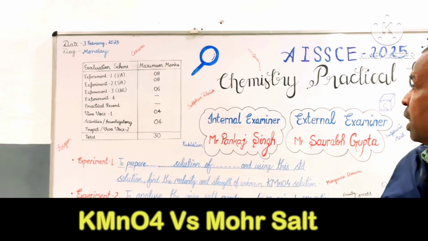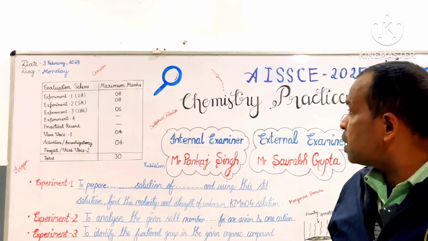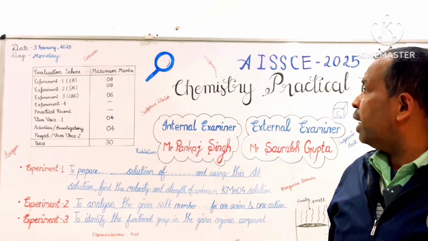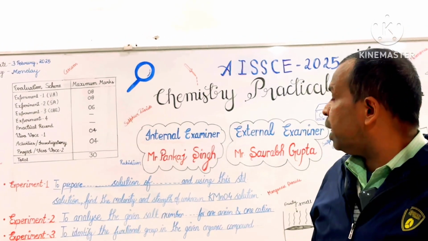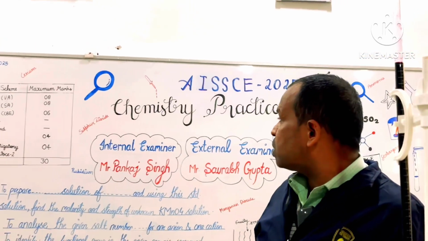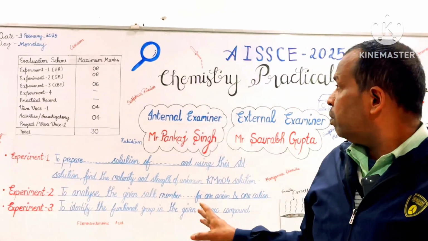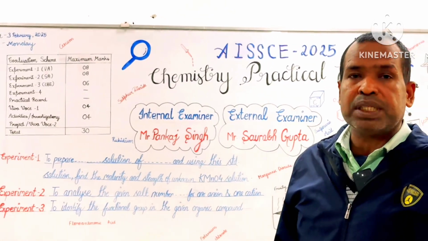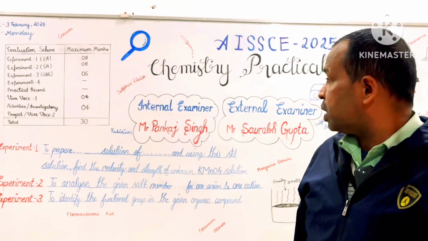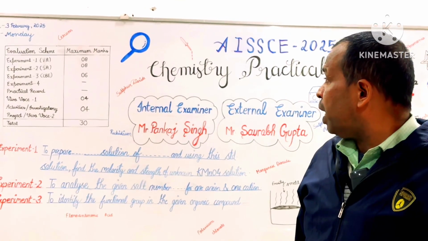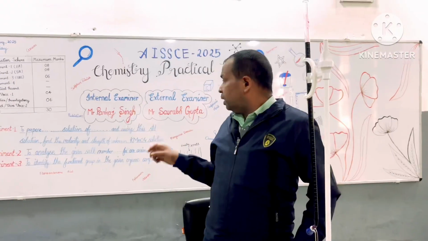For evaluation of CBSE practicals, there are 3 experiments. One is volumetric analysis, which is 8 marks. Second is salt analysis, in which you determine the cation and anion, which is also 8 marks. And third one is a content based experiment, which is 6 marks, which constitutes the given functional group present in an organic compound. After then, activities or investigatory project, it is 4 marks, and viva, that is 4 marks. Total is 30 marks.